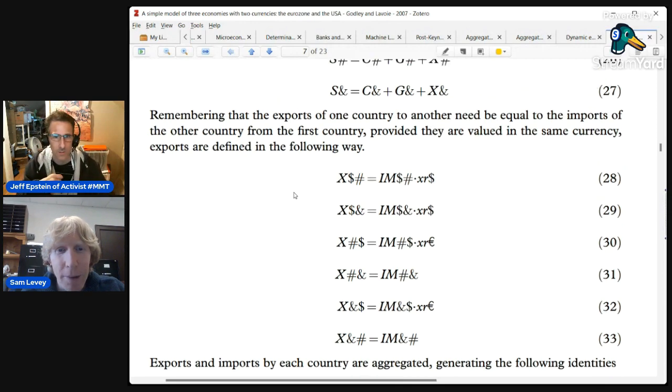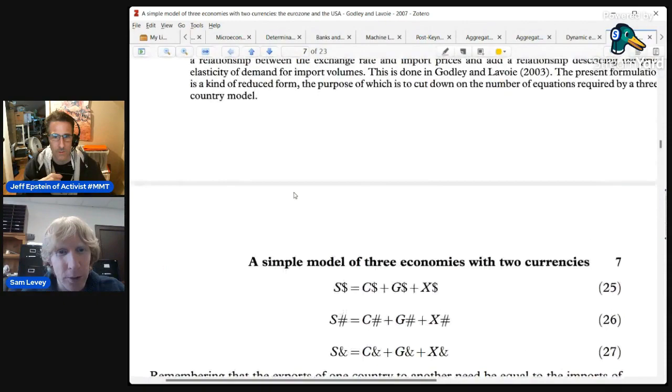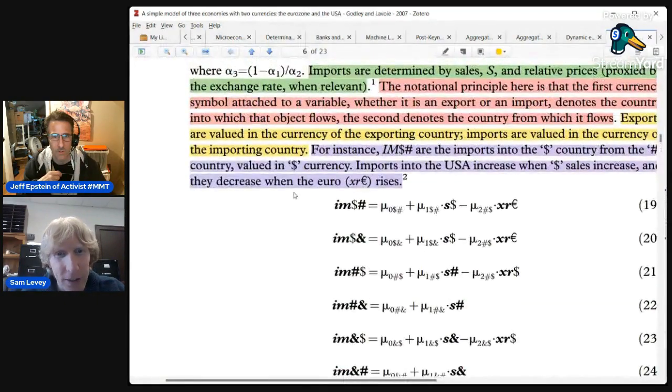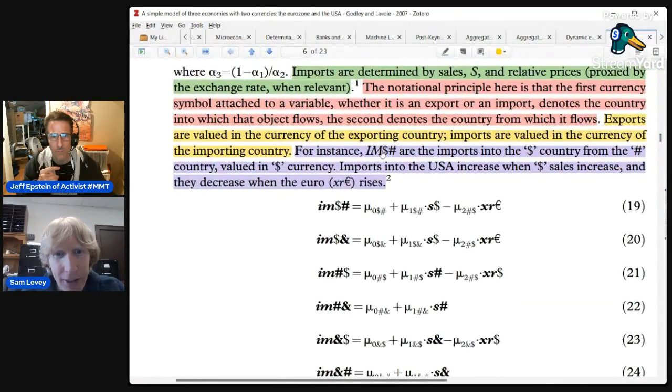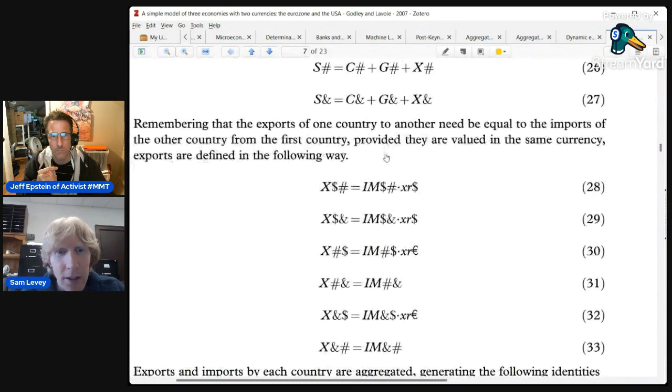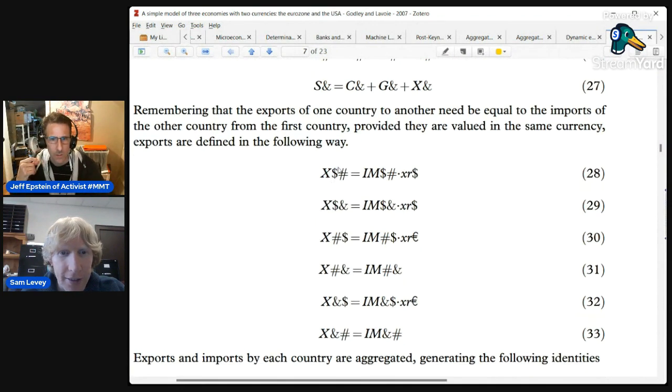All right, so I have not memorized the sign convention here, so I'm going to have to scroll up and check to see if you're right. So let's see. Imports here are imports into the dollar. Okay, so it's imports into whatever the first one is. So this is imports into the US from hashtag. And exports, this is going to be from the US to hashtag.